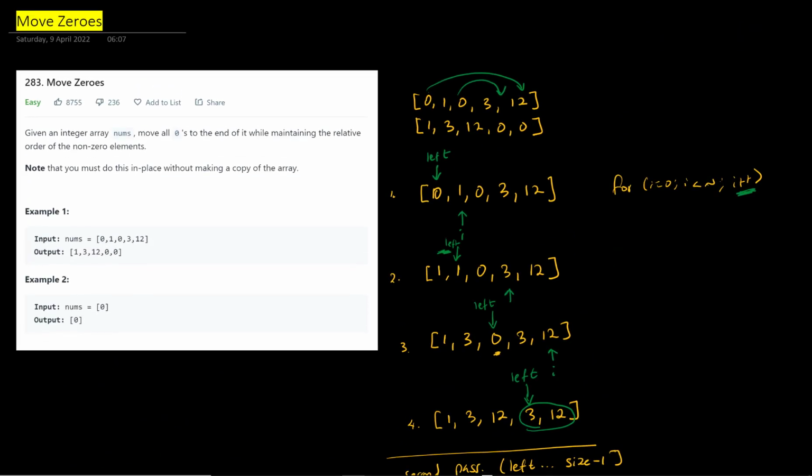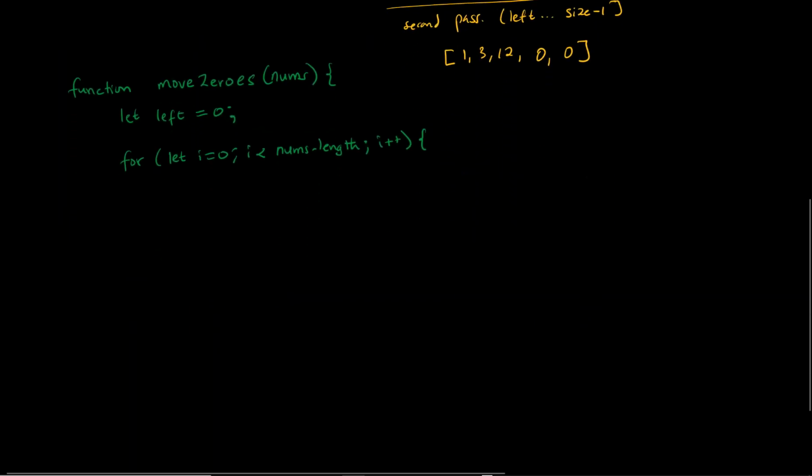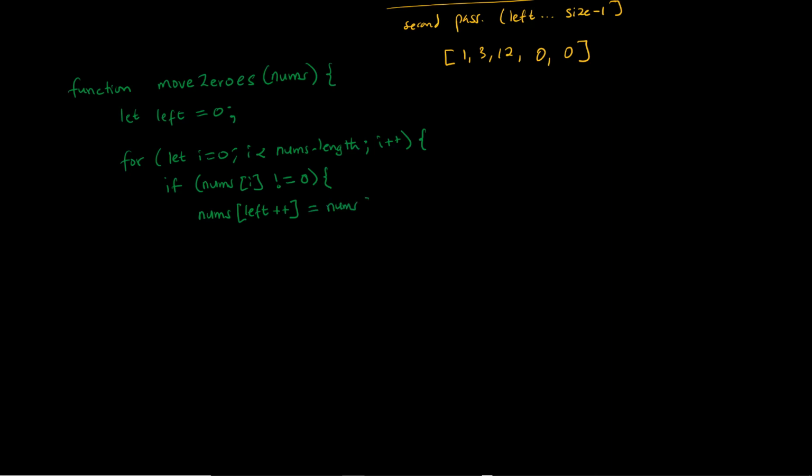Remember, this is the running that we were doing here, this i moving all this across. And then we are checking whether i is pointing to a non-zero. So if nums[i] is not equal to 0, then we move that to where left is. But remember, after moving it to left, we are incrementing left, so we can do it in one operation: nums[left++] equals nums[i]. This is as good as doing nums[left] equals nums[i], and after that incrementing left. So we're doing it in one pass.